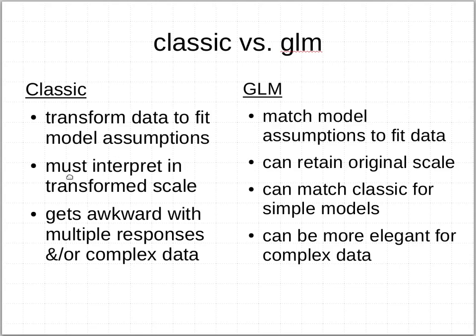We have to interpret the classic data in the transformed scale. If you're dealing with data that are log transformed and then run in a classic LM, it's best to interpret those in the log scale. You need to back transform to have those conversations in the original units, and that can be awkward. You have to be really careful with back transforming. We can retain the original scales in the GLMs that used a log link, for example, in the gamma distribution.